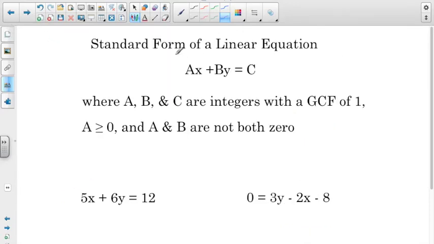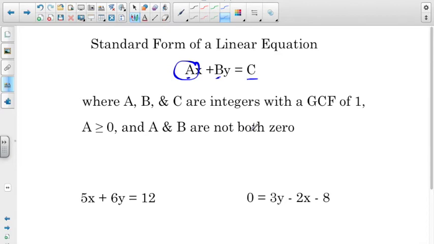The standard form of a linear equation is going to be ax plus by is equal to c. a is the number in front of x, b is the number in front of y, and c is the number by itself, where a, b, and c are all going to be integers. They have to be integers to be in standard form. The greatest common factor can only be 1, and I'll go over that in a second. And a, the number in front of the x, has to be greater than 0. And a and b are both not 0.